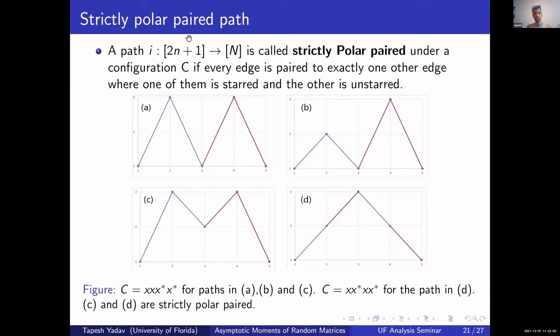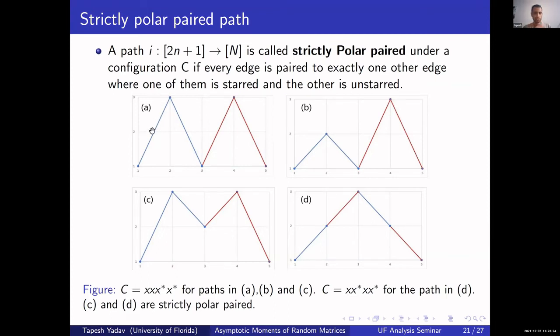So we define a couple more different types of paths, and then we will say what the path counting function is, which was given in the main theorem. So a path I from 2n plus 1 to n is called strictly polar paired under a configuration C if every edge is paired to exactly one other edge, where one of them is starred and the other one is unstarred.